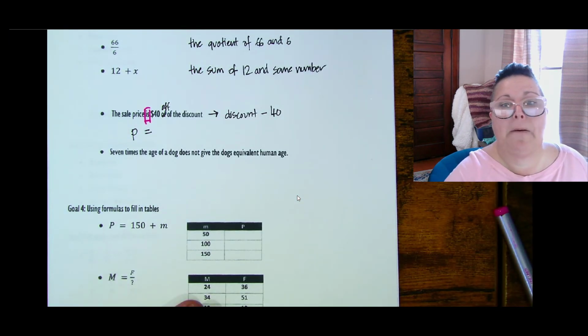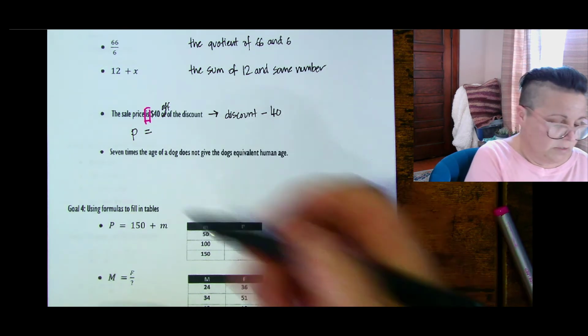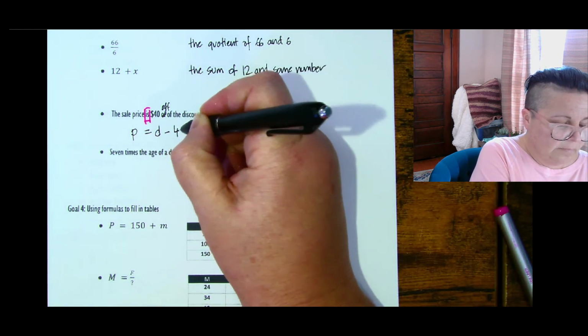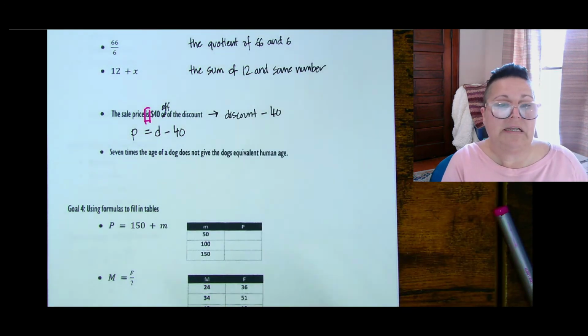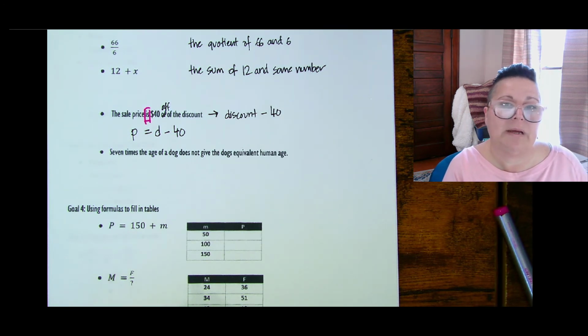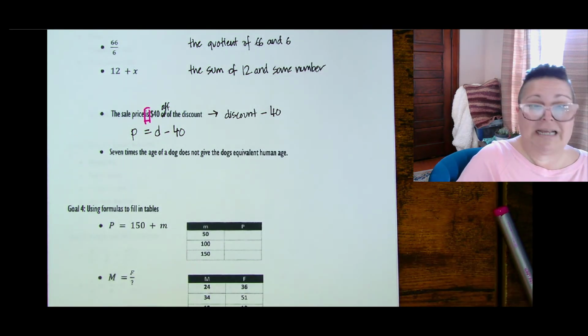So I have to do the discount minus $40. The discount is not known to me, so I'm going to do this as D minus 40. And I have translated the sale price is $40 off of the discount to P for price is equal to discount minus 40. All right, last example in this section.